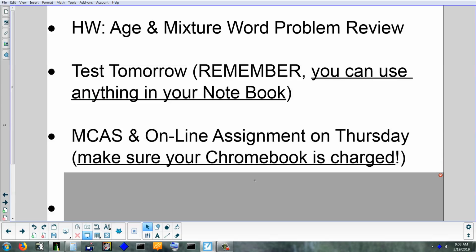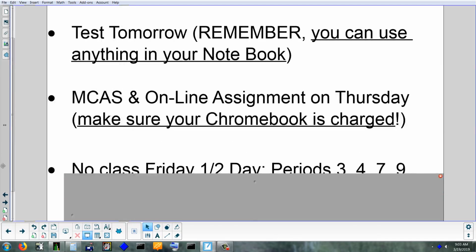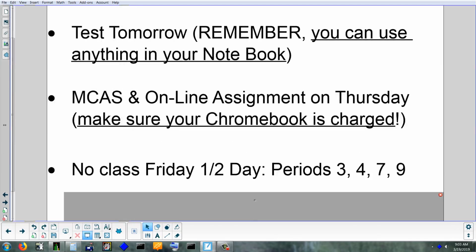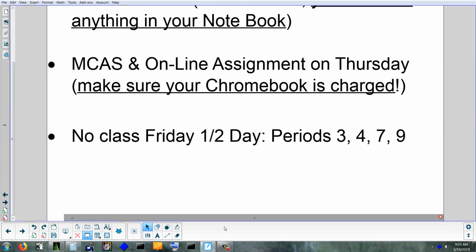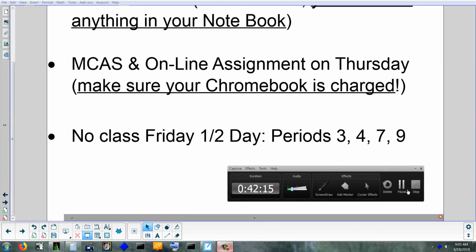Thursday, like I said, I won't be here. We're going to have you do an MCAS open response that deals with a word problem about a system of 2 equations. And then we have no class on Friday, periods 3, 4, 7, 9. I had nothing to do with the schedule. They told me what it was. I want to remind you guys, we still have 1 more academic week after this for this quarter.